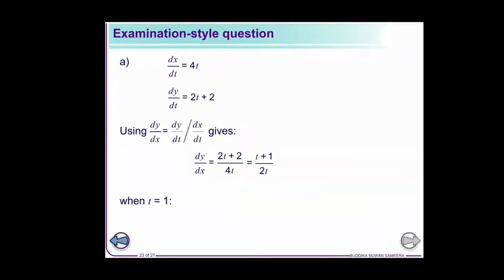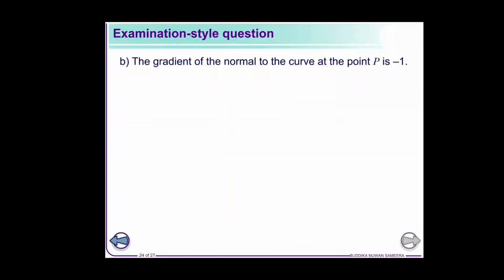After that you need to substitute the value of t as 1. When you substitute, dy over dx is equal to 1. So the gradient of the curve when t equals 1 is equal to 1. So B part, we need to find the gradient of the normal first. So we know that the gradient of the tangent is 1, then the gradient of the normal should be minus 1.